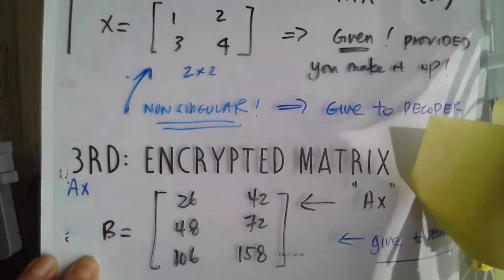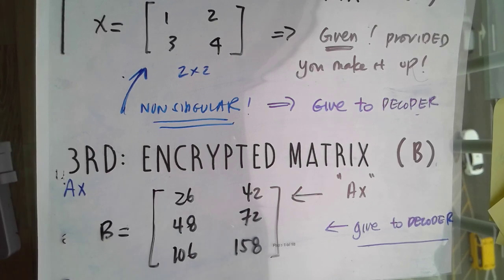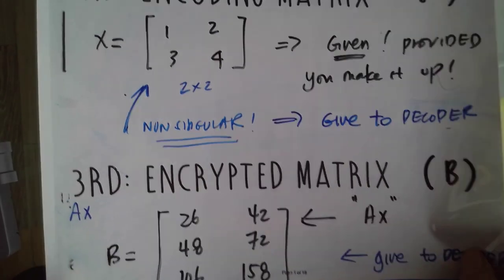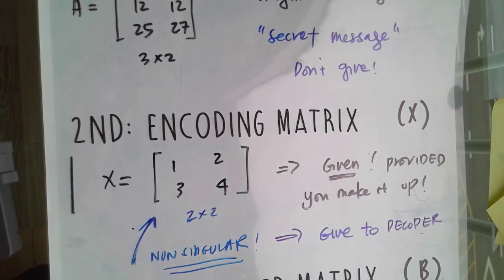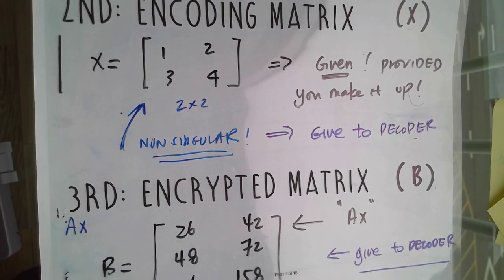And this is what you give to your friend, because this is what you want to tell your friend without getting caught, right? But you don't want anybody else to know what the special message is. So you give this to them. So 2 things you give your decoder. You give them this X encoding matrix. You gave them 3, the encrypted matrix. And what do you do with it? Here's what you do with it.